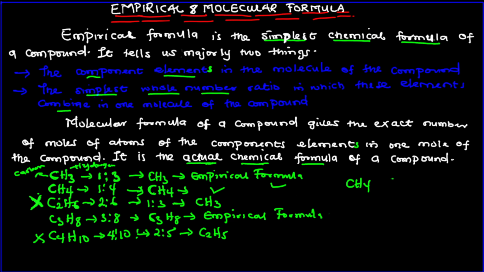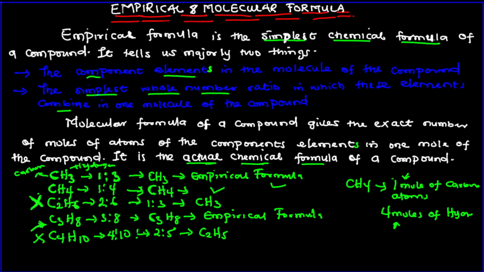Remember that the molecular formula of a compound gives the exact number of moles of atoms of the component element in one molecule. This is one molecule of methane. So anywhere in the world, one molecule of methane contains 1 mole of carbon atoms and 4 moles of hydrogen atoms. Also, this is propane.